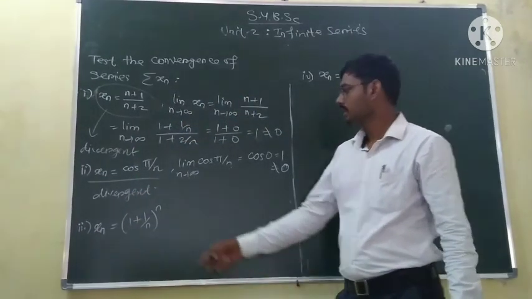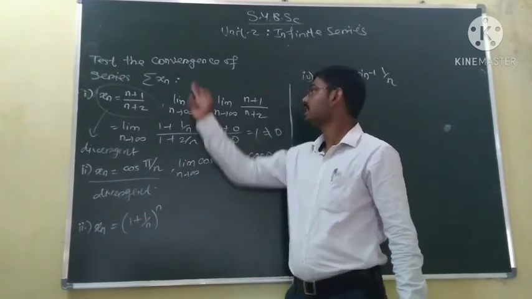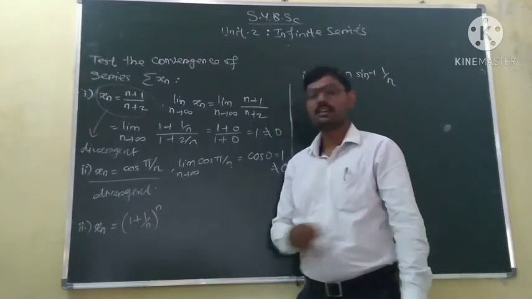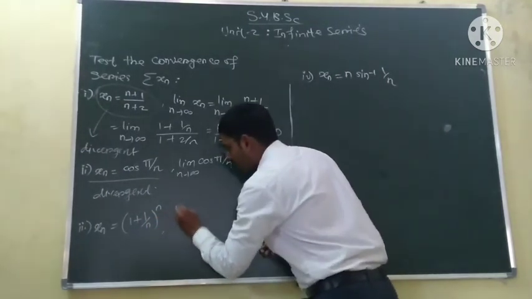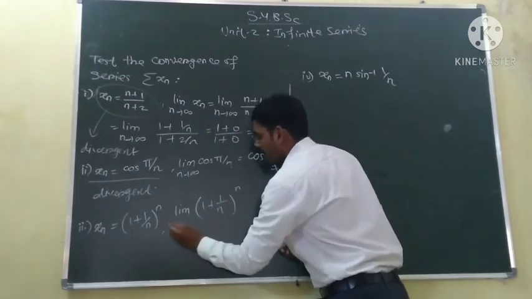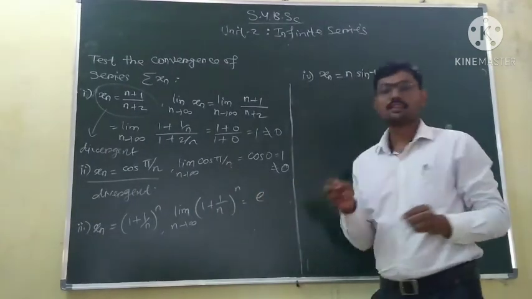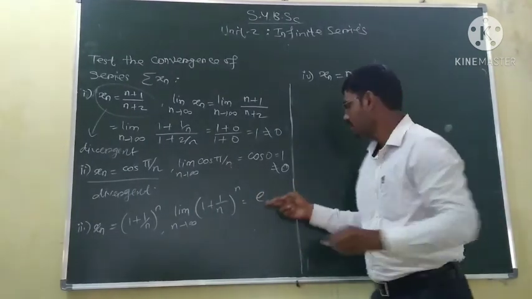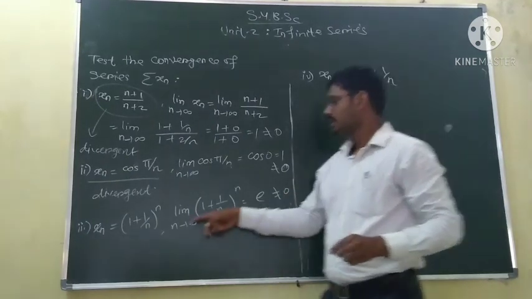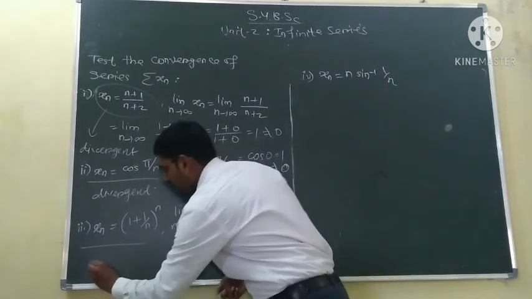Now the series whose n-th term x_n is (1 plus 1 by n) raised to power n. Now the limit of the n-th term, that is the limit of (1 plus 1 by n) raised to power n as n tends to infinity. We know this limit, it is equal to e, where e is a number that lies between 2 and 3. So again it is not equal to 0. So by our criteria, the series whose n-th term is this is also divergent.